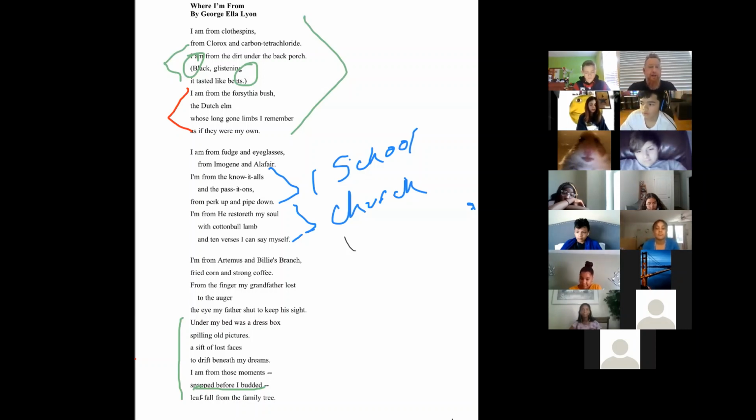A lot of students hear that "snap before I budded", and it makes them go, oh my goodness, this is something that has been broken. This is exciting. This means, yeah, there it is already. She left her family to go for her dream. She walked away. Okay.